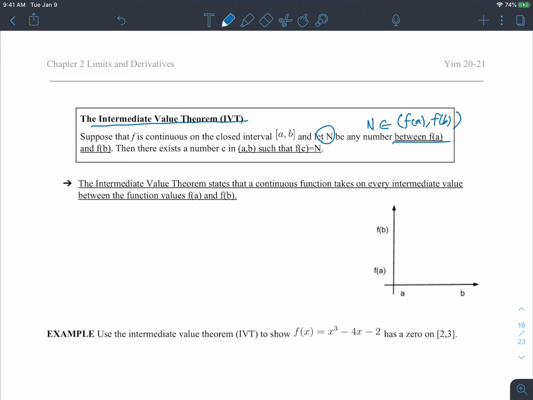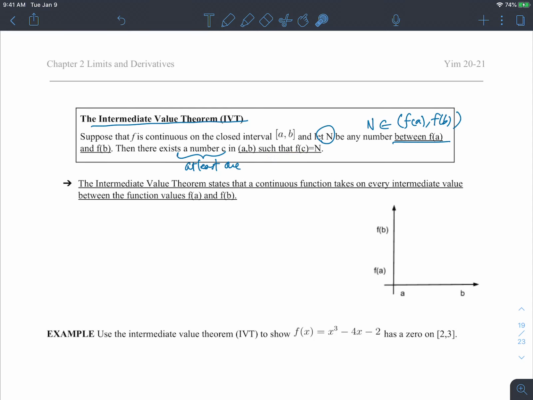Then there exists a number C. Some books say at least one C in that interval (a, b). The keyword is the function has to be continuous in a closed interval, but the C has to be in the open interval (a, b). You've got to be careful, all right? Such that f of C is n.